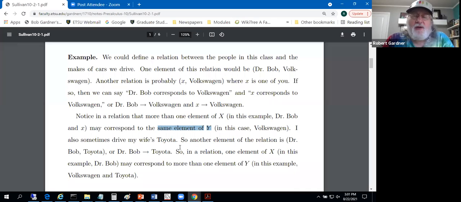Hey, sometimes I drive my wife's Toyota. So another element in the relation is Dr. Bob, Toyota. Dr. Bob is mapped to Toyota. So in a relation, one element of X can be associated with, correspond to, more than one element of Y. In this example, Dr. Bob corresponds to both Volkswagen and Toyota. These are properties, again, of a relation. Functions are a little bit different from that.